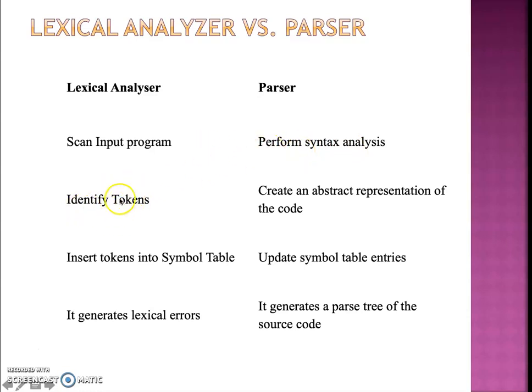Each token is identified by the lexer, which creates an abstract representation of the code. It inserts tokens into symbol tables, such that they can be used further by the parser, and updates symbol table entries. It generates lexical errors, as we have learned, and corrects them. The parser generates a parse tree of the source code. A parse tree is an important aspect of a parser in which a tree form of the whole sentence is created such that the compiler does not make a mistake in accepting the code in sentence form.